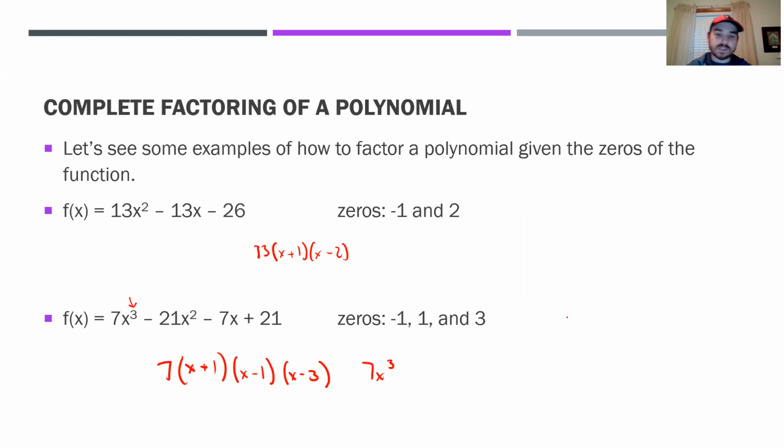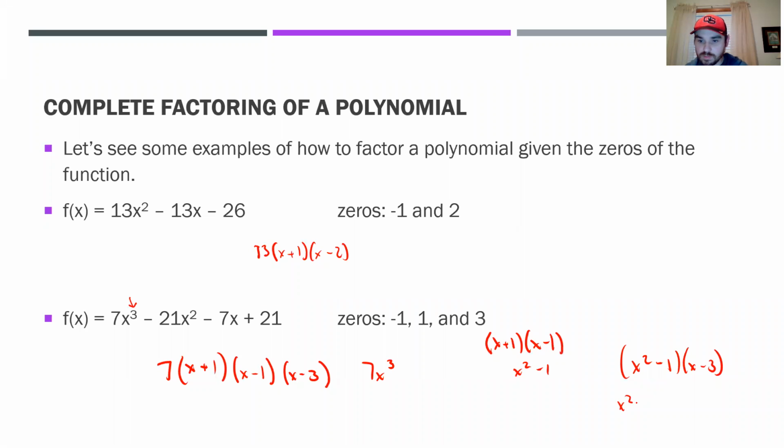So really the easiest way to multiply out cubic functions or anything greater when you see it like this is to do each one individually. So let's start with the x plus 1 and the x minus 1. Factoring these ones is pretty easy. We get x squared minus 1. You'd get x squared plus x minus x and then minus 1, so those would cancel: x squared minus 1. So we have x squared minus 1 times x minus 3.